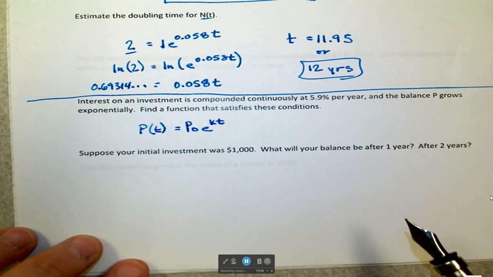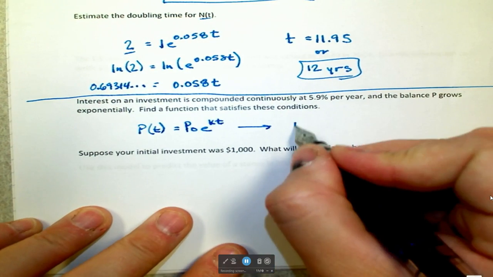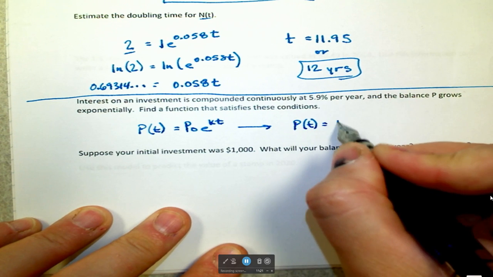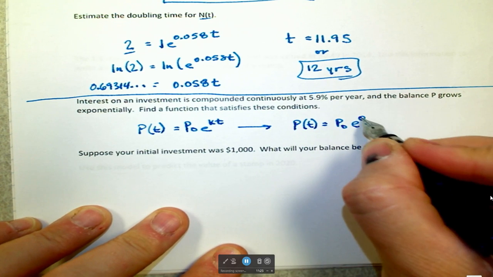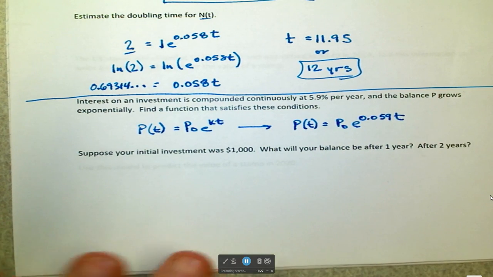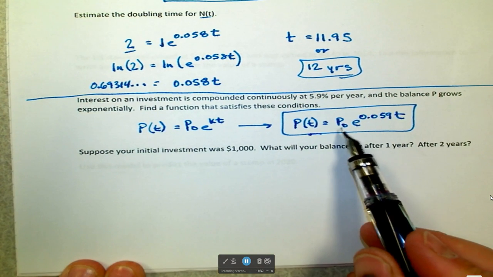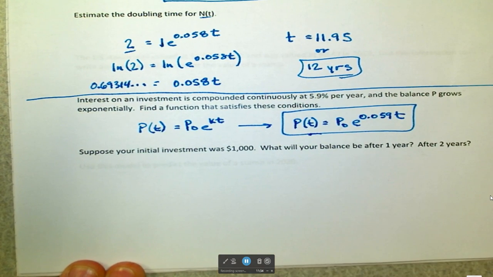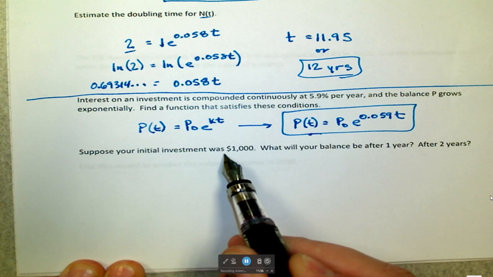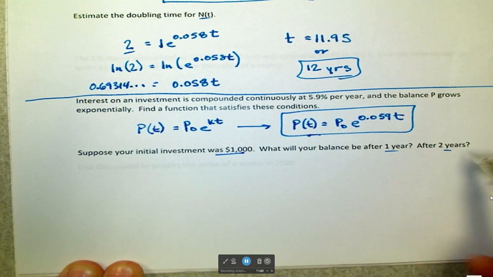And what did they tell us? They told us that it was 5.9%. So this is going to be P of t equals P naught e to the 0.059t. Okay, that's it. That's our model. What do we have to know? We have to know the initial investment and the time. So it says, suppose your initial investment was $1,000. What will your balance be after 1 year and after 2 years?